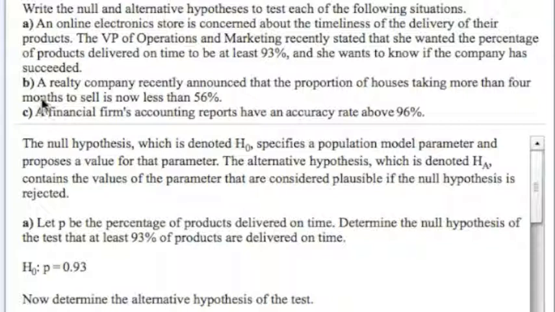Alright, so the second question, we are looking now at housing sale, and what they're trying to suggest is that they recently announced that the proportion of houses taking more than 4 months to sell is now less than 56%.